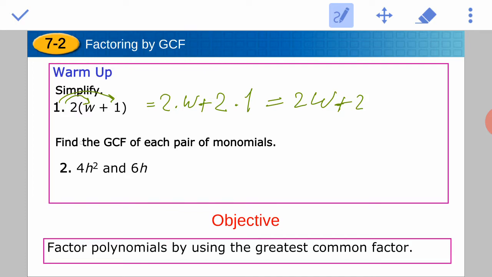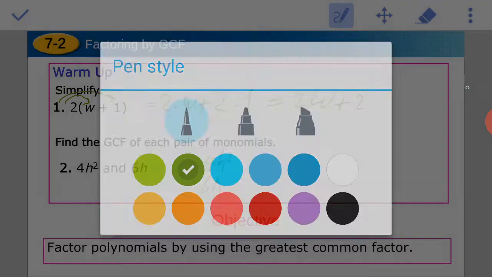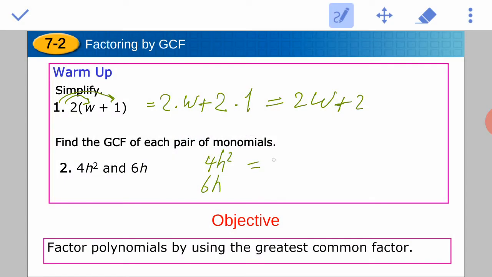Another skill, find the GCF of each pair of monomials. We are given a pair of monomials, 4h squared and 6h, and we need to find the GCF of this pair. Step number 1, we factor both of them completely. We factor the 4, prime factorization 2 times 2, and h squared is h times h. Similarly, 6h is factored 2 times 3 times h.